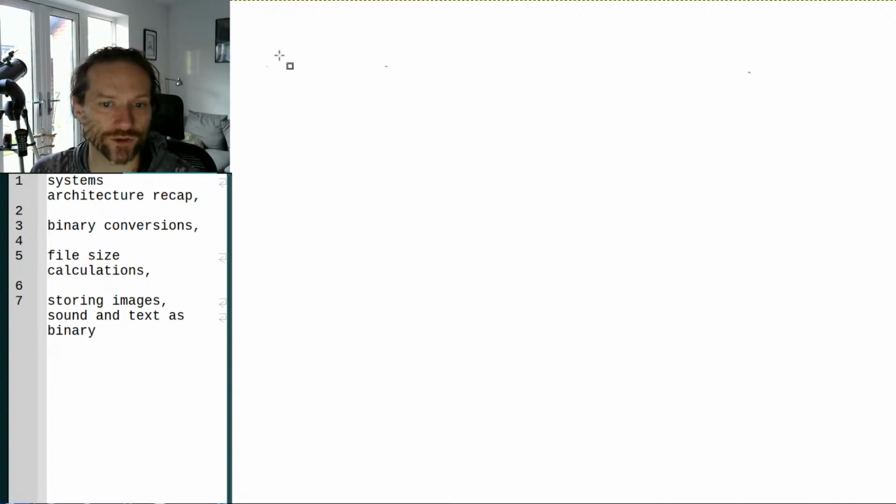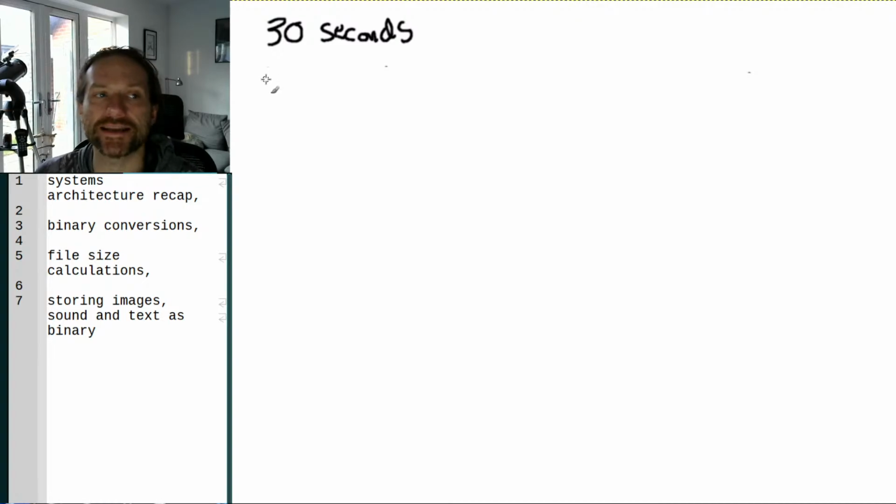Right, so let's talk about sound files, right? Let's say we have a sound file which is, let's say it's 30 seconds. Right? And it has been sampled at a rate of 11 kilohertz.